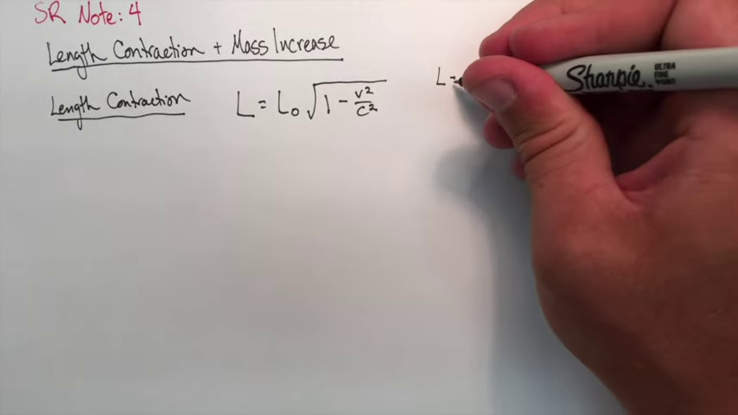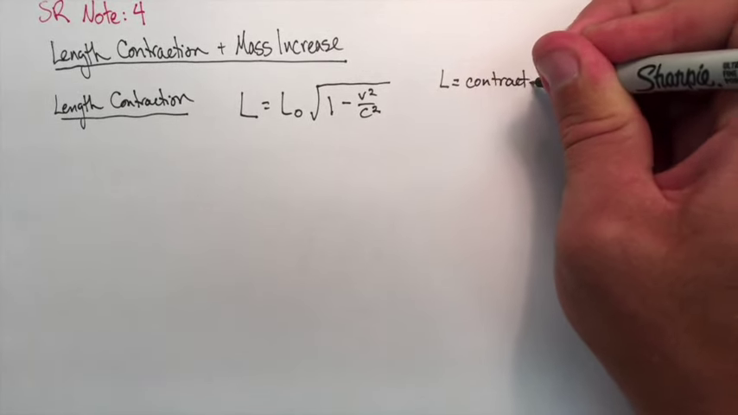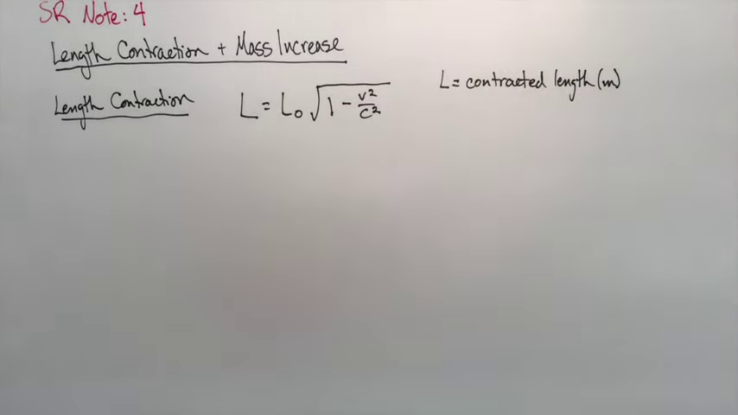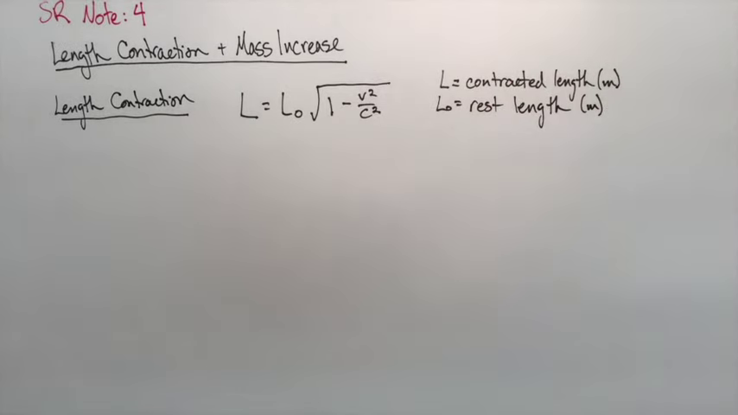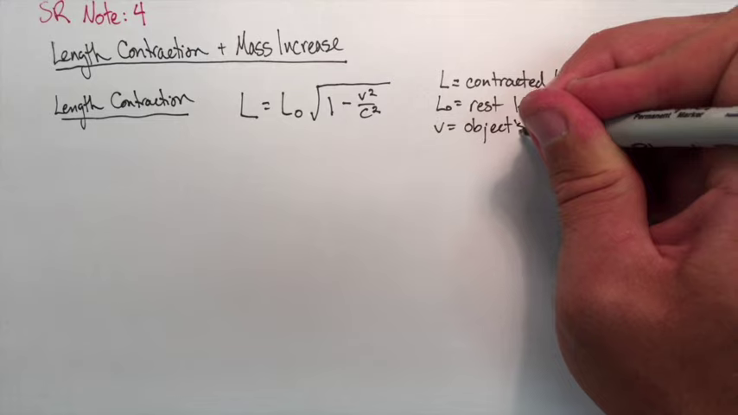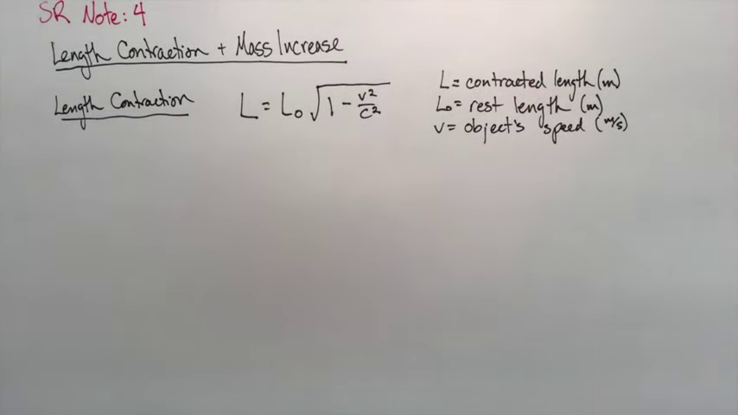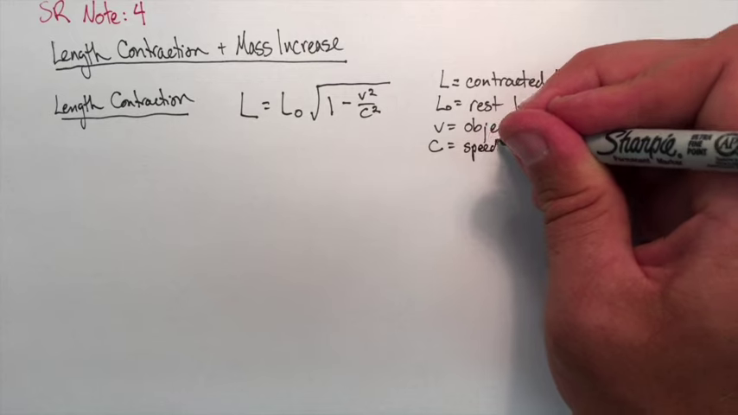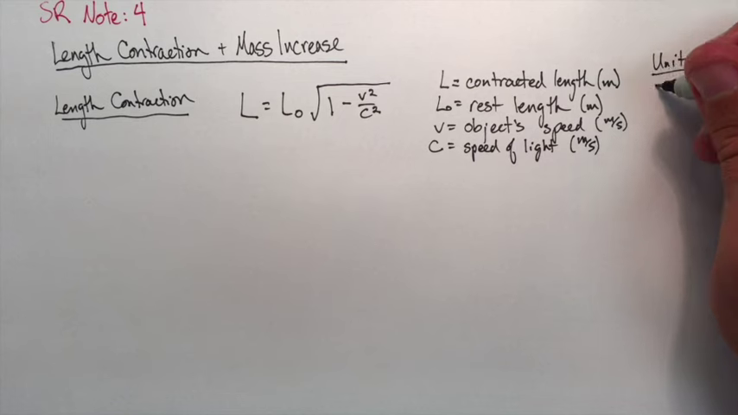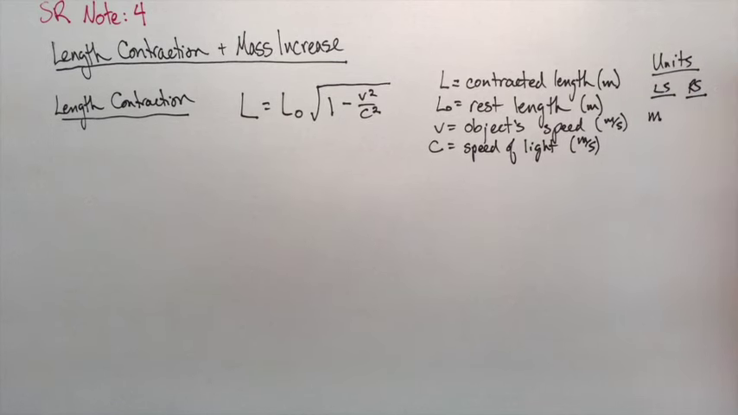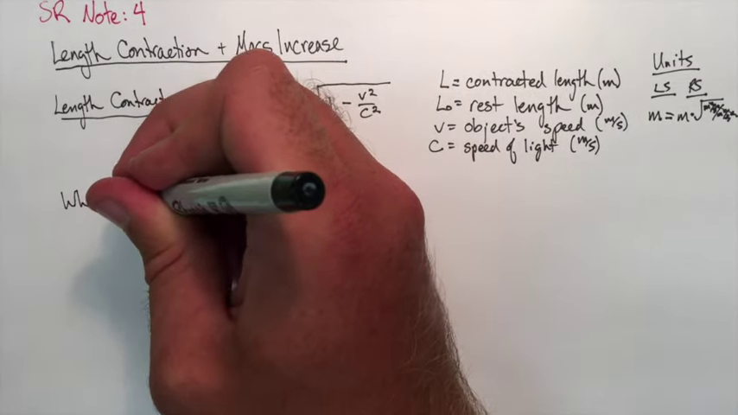Length contraction is governed by this formula, and it's derived in a very similar way to the time dilation formula. Here L is the contracted length in meters, L naught is the rest length, so the length if the object was just still, v is the object's velocity, and c is the speed of light. Again, we can do a unit analysis. The left side is in meters, the right side is meters times the stuff underneath the square root, but we'll see that stuff cancels. So the left side does equal the right side.